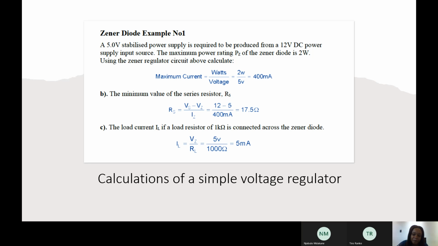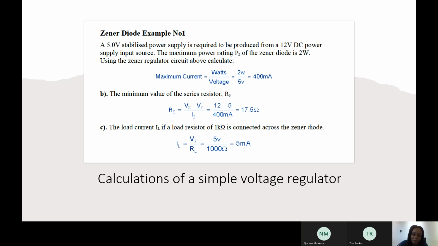A 5 volts stabilized power supply is required to be produced from a 12 volts DC power supply input source. So our input is 12 volts, and they want an output of 5 volts to come out of the regulator. Okay, so they give the maximum power rating, which is the Zener power rating.